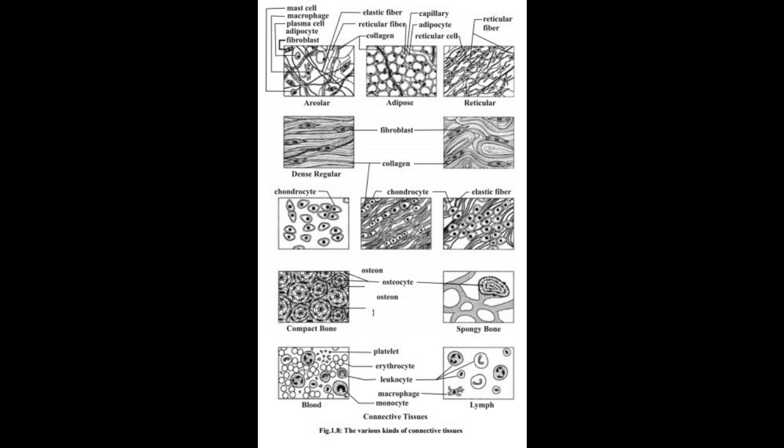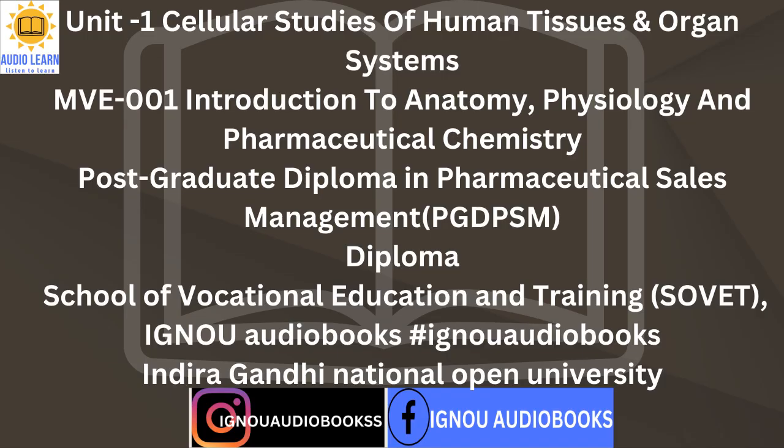The matrix also contains a number of collagenous fibers. The cells are arranged in groups of 2 and 4. Hyaline cartilage is found in bones, articular cartilage, ribs, costal cartilage, and in long bones, epiphyseal cartilage.